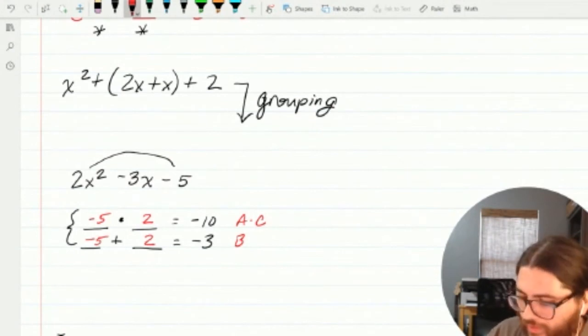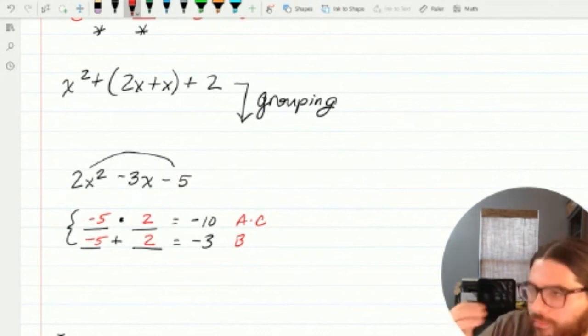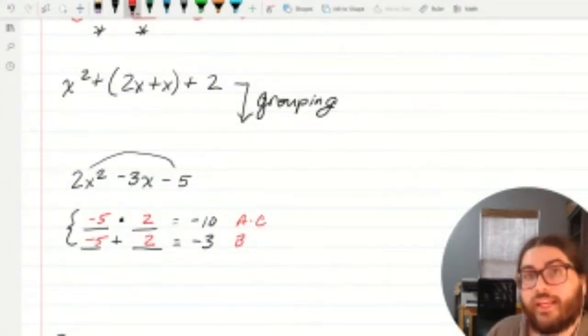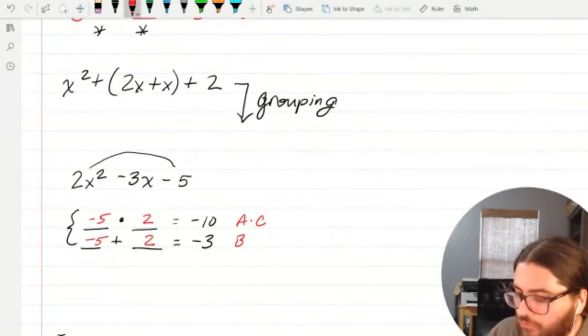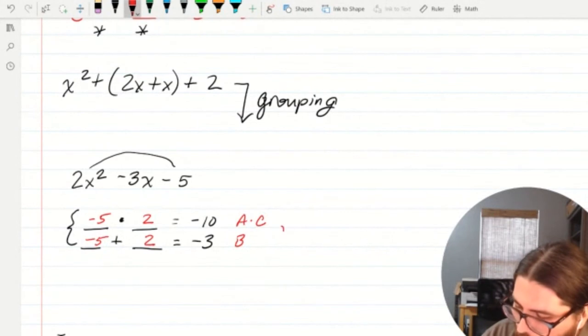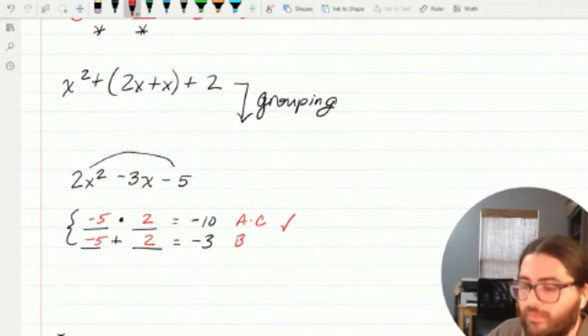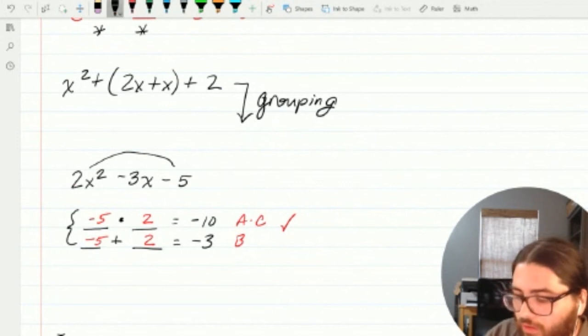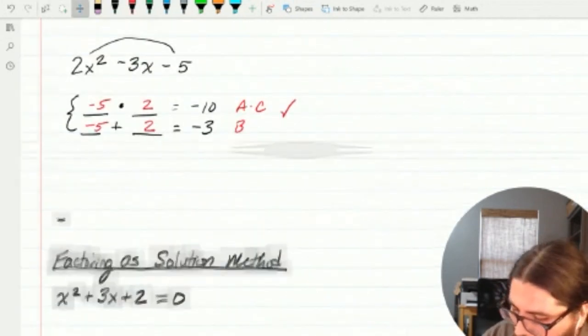Let's check. Negative 5 times 2 is equal to negative 10. Okay. Negative 5 plus 2 is equal to negative 3. So that works out. Okay? These are the numbers which I'm looking for. And if I can do this problem, it means that I can always factor using the grouping method. Give myself some more space.